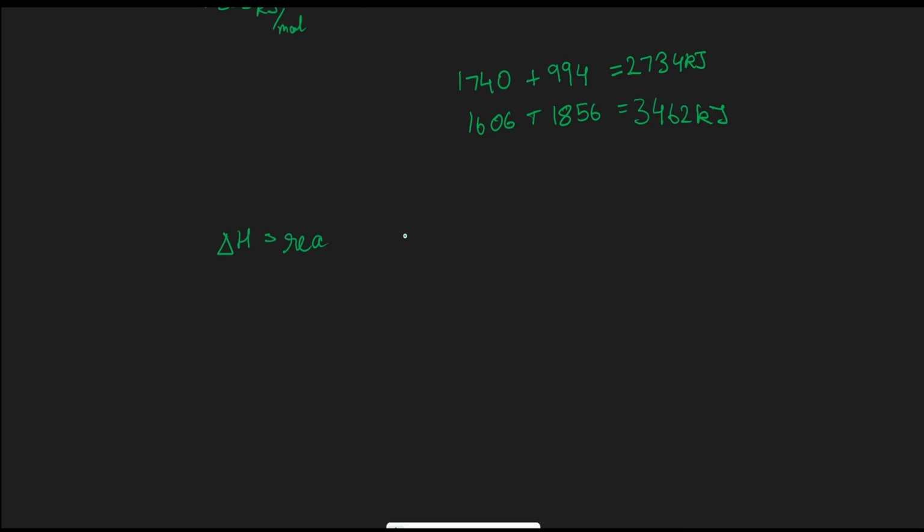Now that we have our bond energies for the reactants and products, let's substitute them into our formula. Delta H is bond energy of the reactants minus the products, and that's 2734 minus 3462, right? And that will give you minus 728 kilojoules.